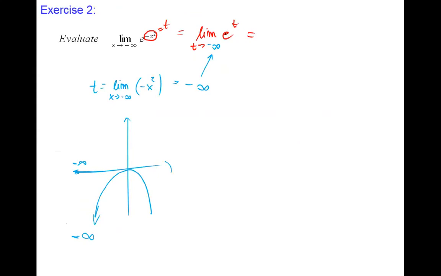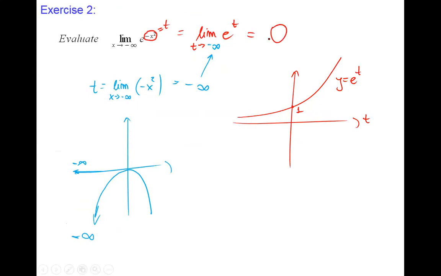And now, how does e to the t behave at negative infinity? We have to know e to the t. That means how e to the t behaves at negative infinity, of course, 0. Thank you. That means that's the new concept or the shape. Okay.